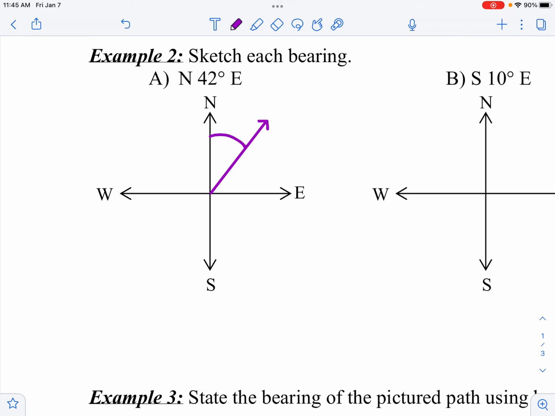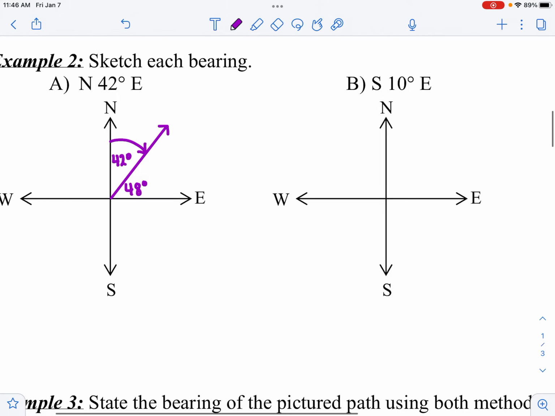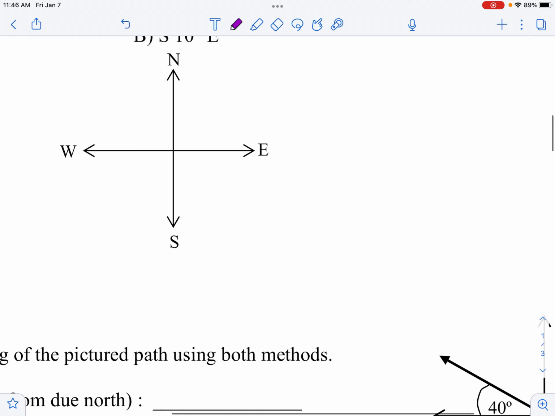And then I go from the north towards the east. So from the north towards the east is this, and that would make that angle 42 degrees. And then I also want to label the other acute angle. So 90 minus 42 is 48 degrees. So I'll label this 48 degrees.